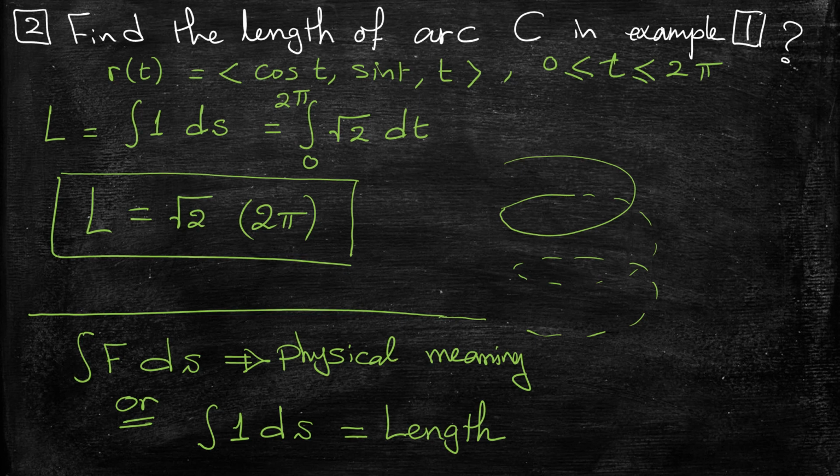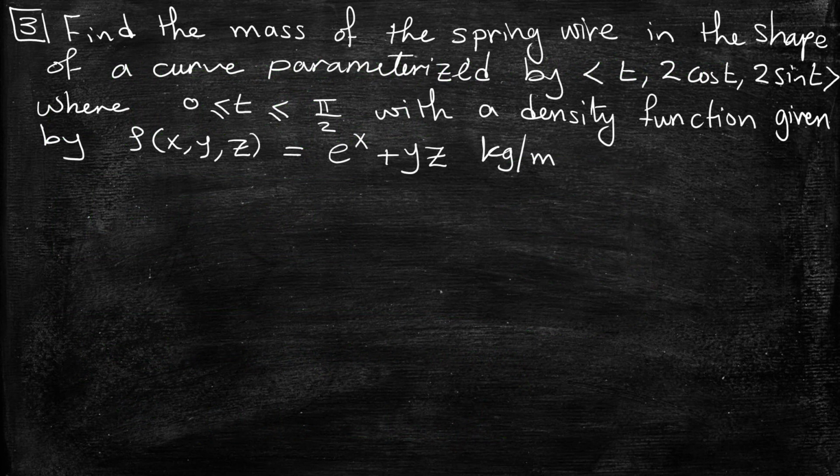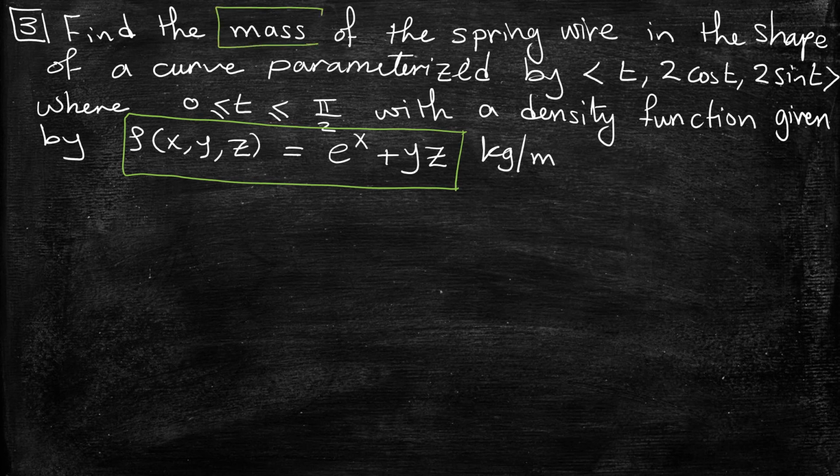So let's move forward. As I stated in the previous description, this is scalar integration. Here it's required to find the mass of a spring wire in the shape of a curve parameterized by t, 2 cosine t, 2 sine t, where t is from 0 to pi over 2, with a density function given by this, in kilograms per meter. So this function here is rho, and I need to figure out the mass.